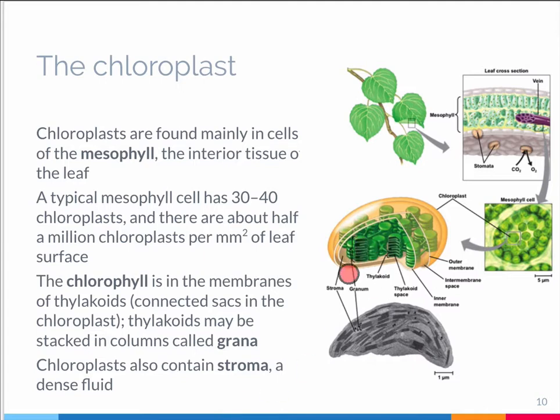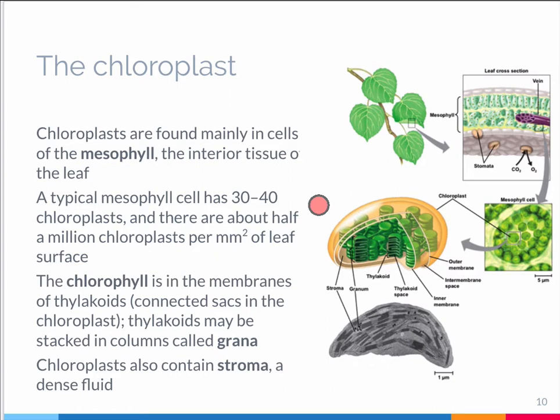The grana are made up of individual layers. Each layer is called a thylakoid, and the space within the thylakoid is called the thylakoid space. The space that's inside the double chloroplast membrane, but not quite inside the grana, this is called the stroma.